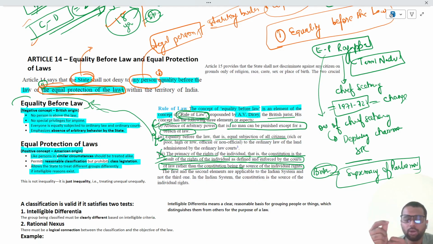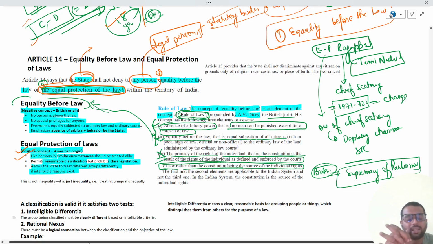So, from an examination point of view, you can write all these points: that it is a positive concept taken from the American origin, and that like persons in similar circumstances should be treated alike. But for your MCQs, you should understand the logic behind it. Now, for example, there are some citizens, and you classify these citizens into three groups. If the basis on which you have made these groups is reasonable, just, and rational, then you can make legislation for these groups. But if it is unjust, that could not be allowed.